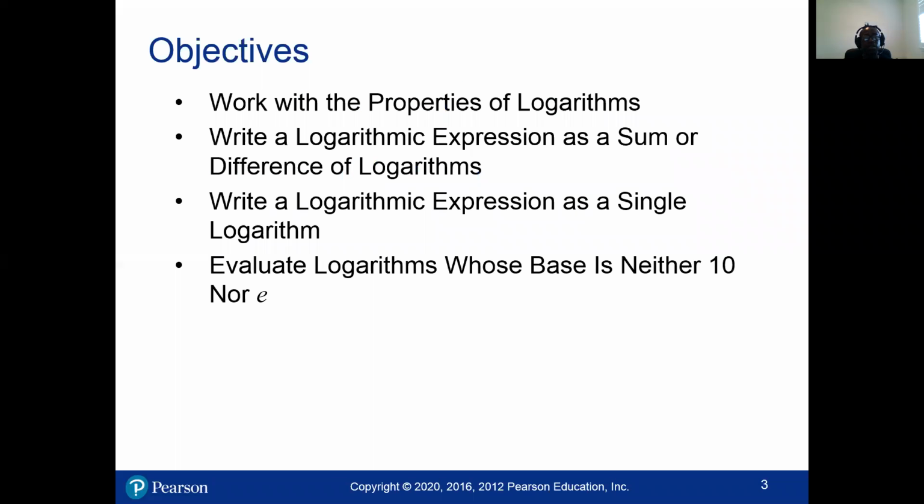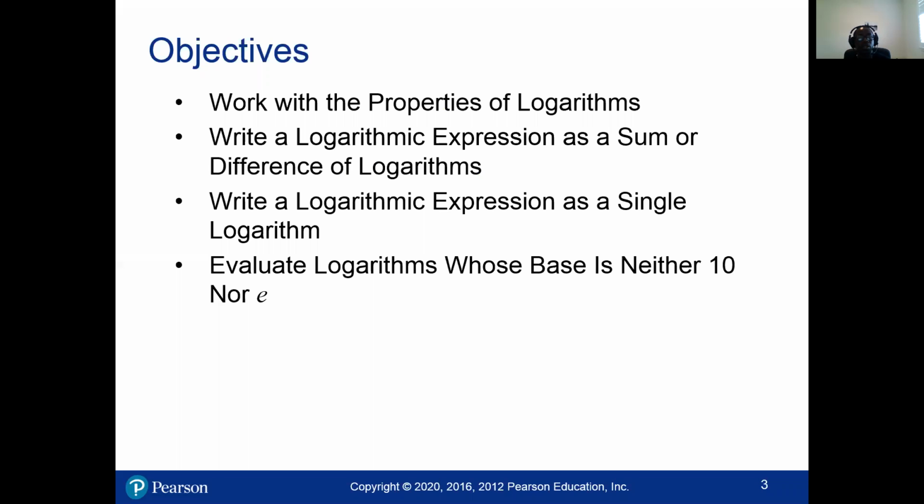Our learning objectives are the following. We work with some properties. We write a logarithmic expression as a sum or a difference, and also write an expression as a single logarithm. And then we evaluate some logarithms, either with base 10 or base e, and especially when the base is not e or 10, how do you evaluate that using your calculator?